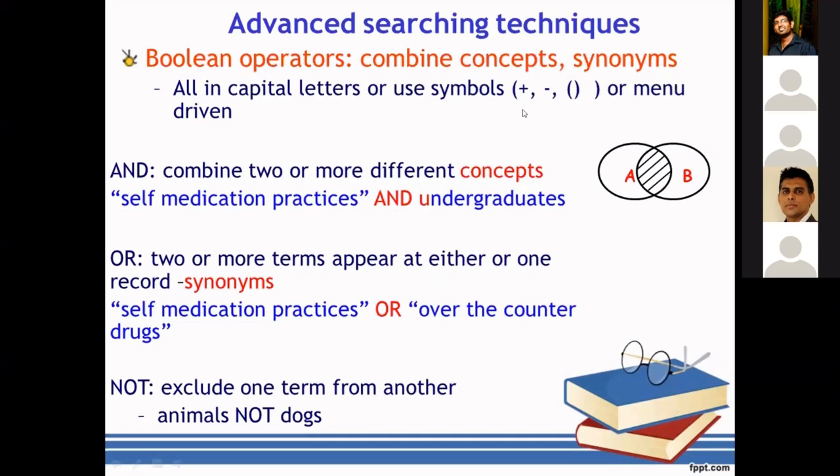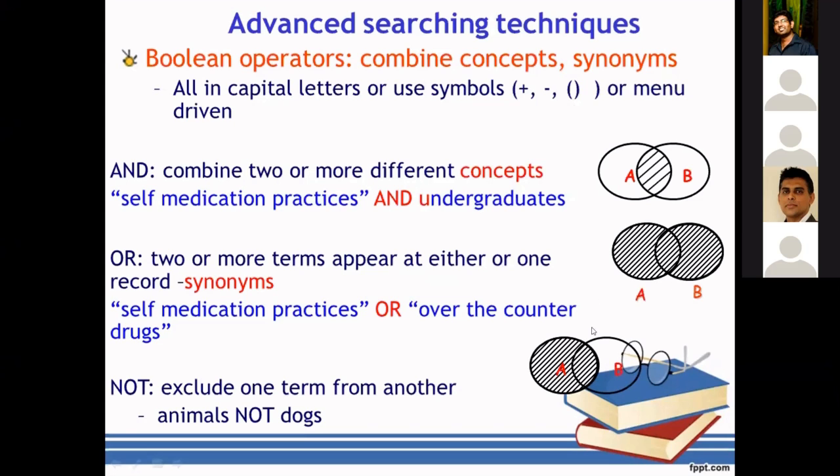And in some databases, instead of letters, they use symbols: plus, minus, and parentheses. Here the logic is the Venn diagrams. I think you know all about this, the combinations of these two.